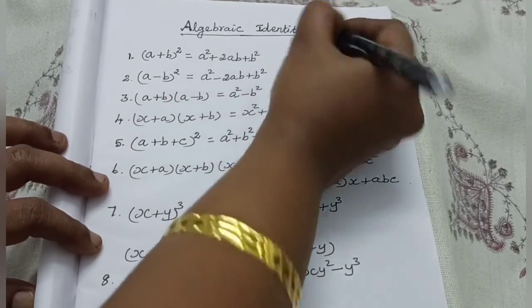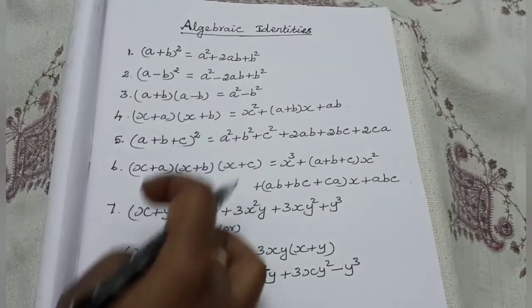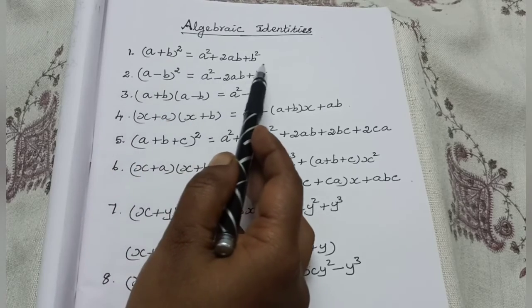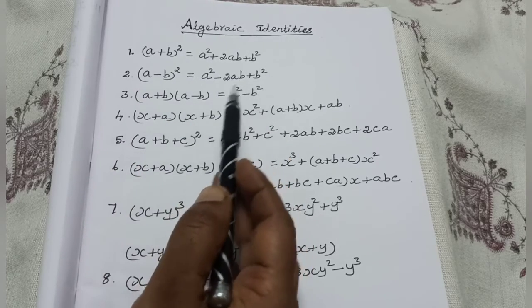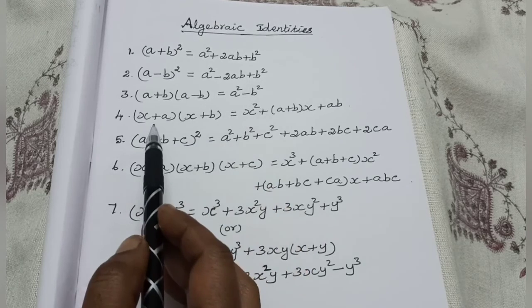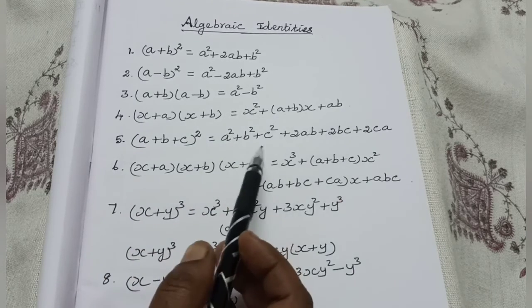Okay, algebraic identities. Some identities you already learned in the 8th standard. A plus b the whole square, you know. A minus b the whole square also. Then a plus b into a minus b, that identity you know. This one also you know, maybe, isn't it?